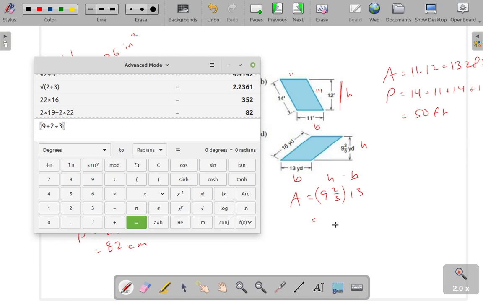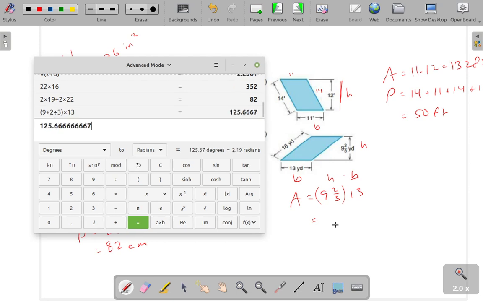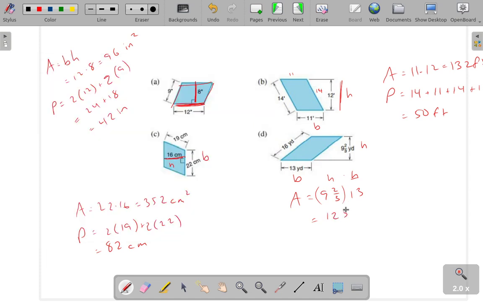And to make sure the order of operations works out correct, I'm going to put parentheses around it. So that's how I'm going to enter 9 2/3. I could do 9 point and a bunch of sixes or something like that, but this is an easier way and more accurate, actually. In my opinion, it's easier. So we have 125.6 repeating, and this would be in, let's see, we're taking yards times yards, so this would be square yards.